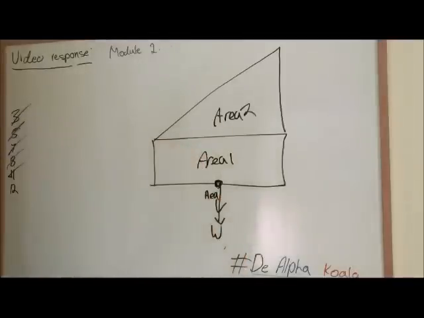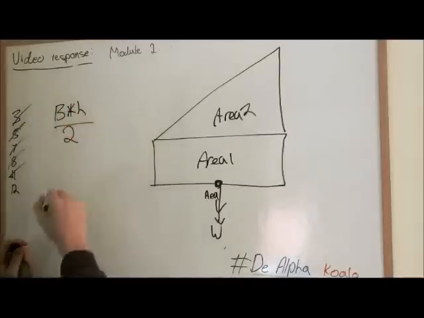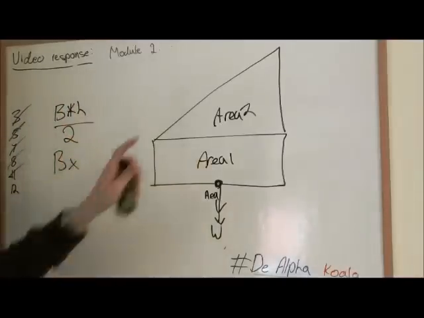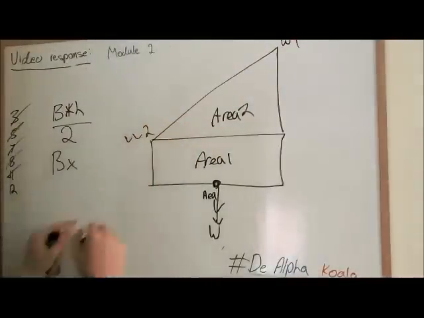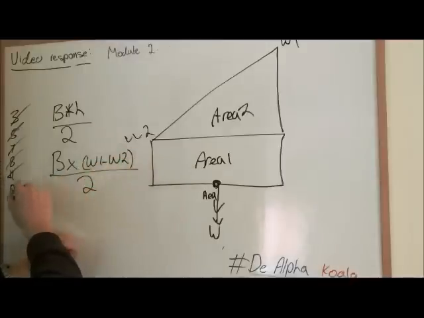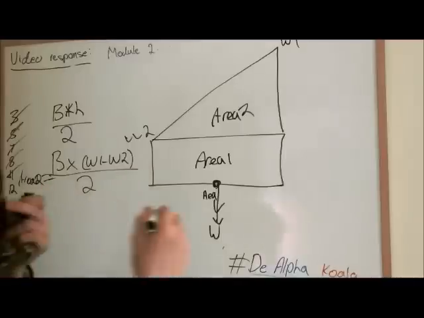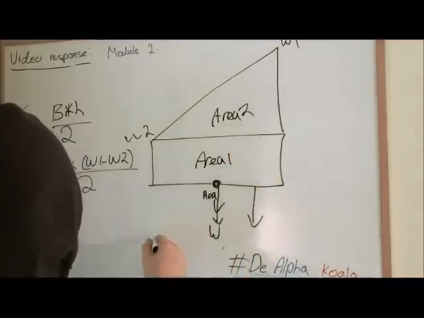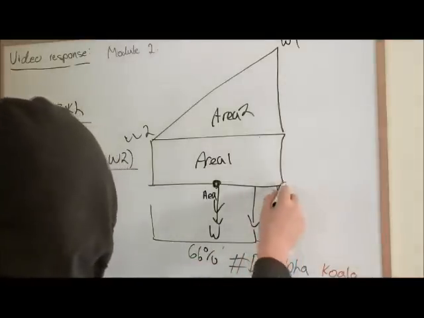Area 2 is a triangle, but we don't know the value of the height, and that's what we have to try and solve for. We know that the area of a triangle equals base times height over 2, and we know the base, but the height is going to equal, I think that was W1, W2. So the height will be equal to W1 take W2, all over 2. Area 2 equals that. And since it's a triangle, it's going to be acting at this distance, which is 66% of your total distance, or 33% from this point.